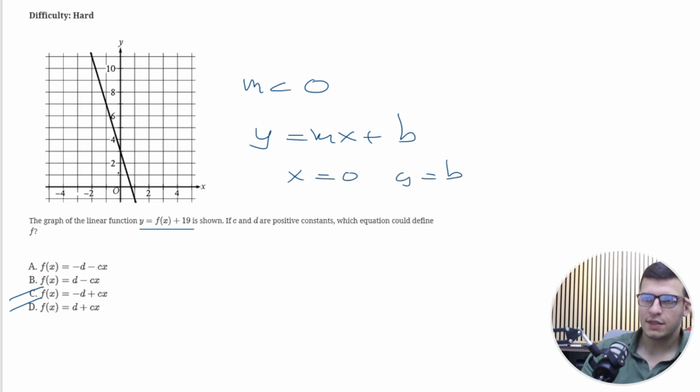Now when x is 0, I see that my y is actually a positive value. Seems like it's 3. Doesn't matter what it is, but it seems like it's a positive value. And we know from the question that d is a positive constant. So I need my d to be positive. So the answer is going to be B. Does that make sense? So you can think of it as negative cx plus d. We need a positive y-intercept. So that's why I chose B.